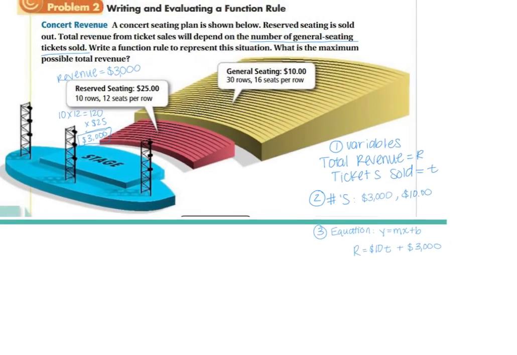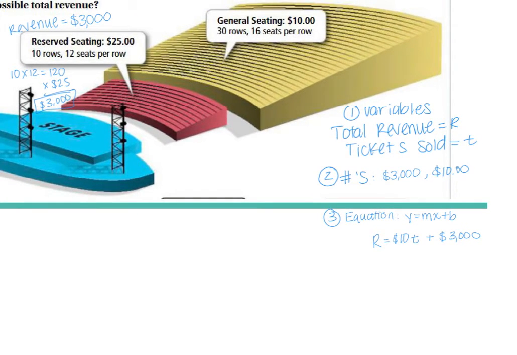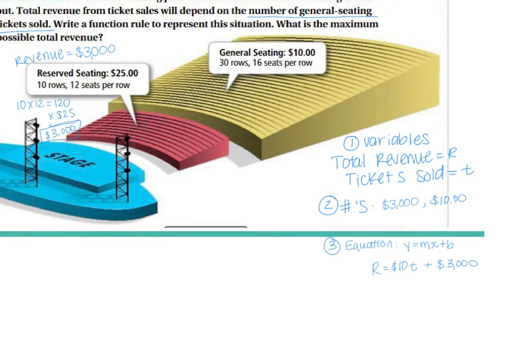Now, there is one more part to this question. It says, what is the maximum possible total revenue? What do you think, Anderson? You want me to explain how? Yes. So you multiply 30 times 16 to give you your total number of seats, which is 486. And then you multiply that by $10 per seat. Good. And you get 4,860.